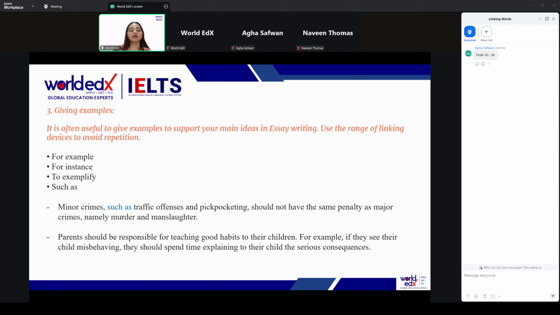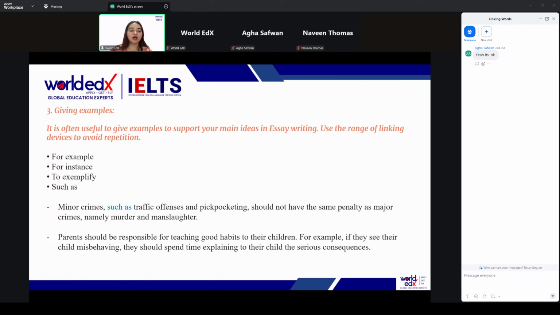Okay. So, for example, minor crimes such as a traffic offense and pickpocketing should not have the same penalty as major crimes, namely murder and manslaughter. So, such as is used when you want to back up your answer with an example. So, you can learn this up and you can definitely use it whenever you are giving an answer.